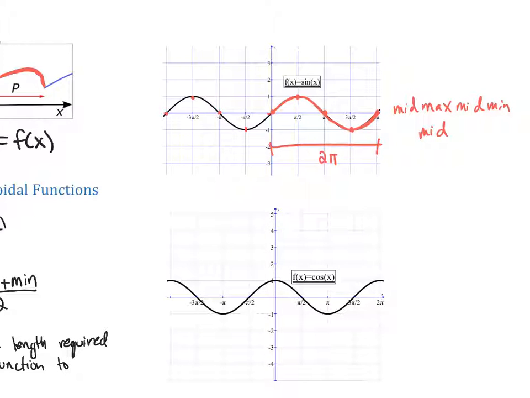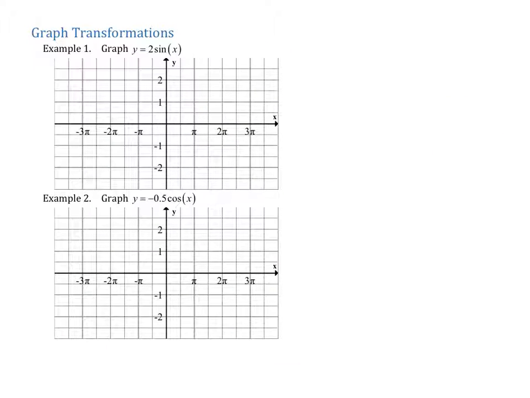Then we've got the cosine function, and the cosine function has a similar shape except the cosine starts at its max. So it goes max, and then midline, minimum, midline, and then maximum. So a fundamental cosine period starts at the maximum and ends at the maximum. And it still has a period of 2π, an amplitude of 1, and a midline of 0. So we're going to look at some transformations of these functions. Let's start off by graphing 2 sin(x).